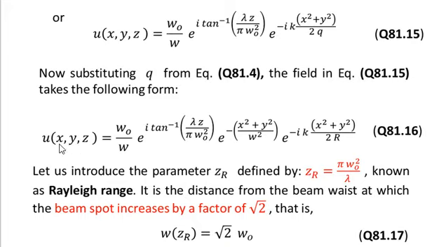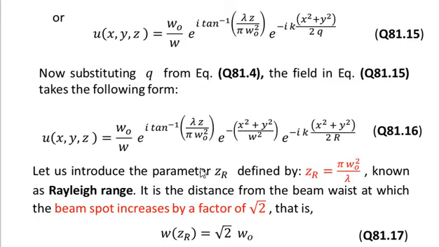So u at x, y, z is equal to w naught over w multiplied by e to the power iota tan inverse of lambda z over pi w naught square, multiplied by e to the power minus x square plus y square over w square, which is the Gaussian shape function, and then we have another phase factor e to the power minus iota k times x square plus y square over 2r. Now we have to explain these. Two of them are phase factors, because they have iota with them, and the third one is a function that represents the Gaussian profile.